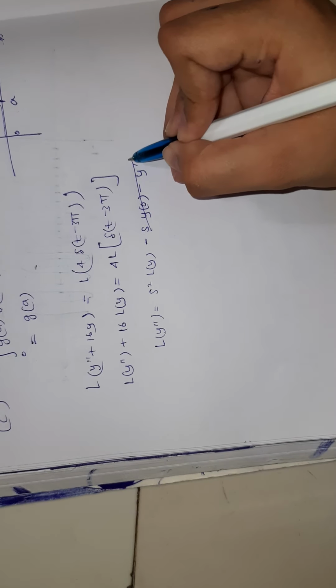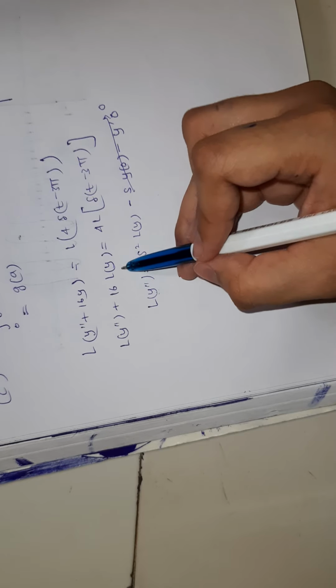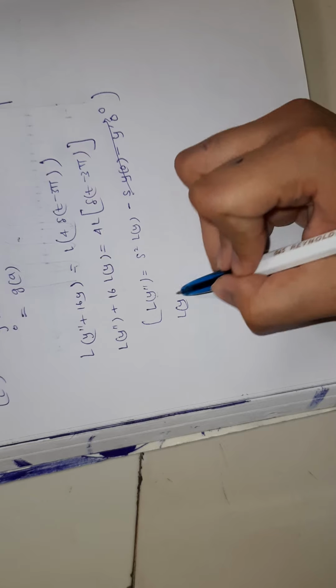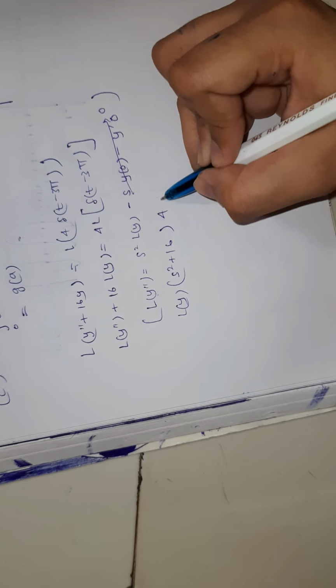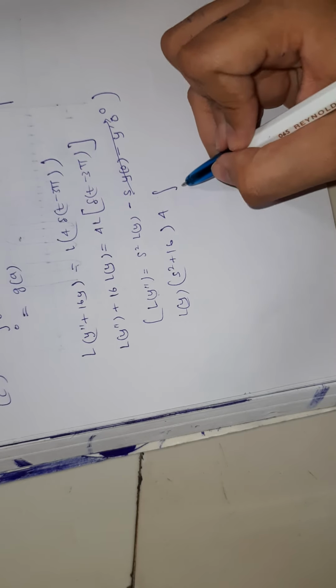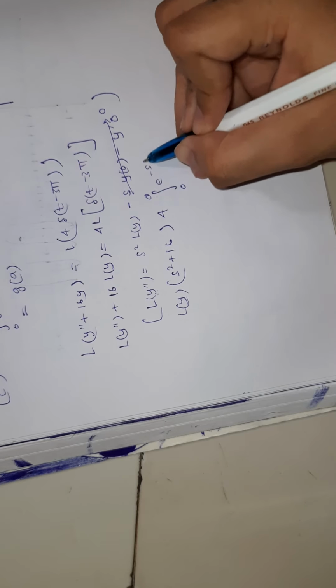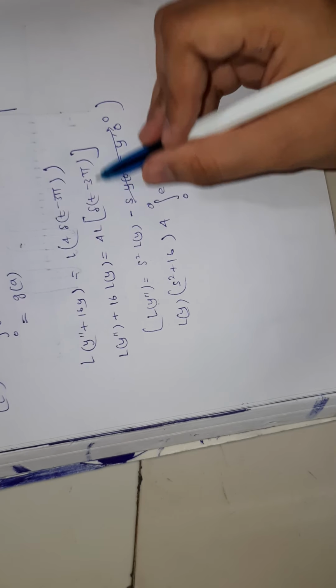So we can just ignore that. So L of y double dash is s squared L of y. So I can take the L of y common, is equal to s squared plus 16 into Y, and that equals 4 into Laplace of this. Now the Laplace of anything is equal to the integral from 0 to infinity of e power minus st into that function itself.